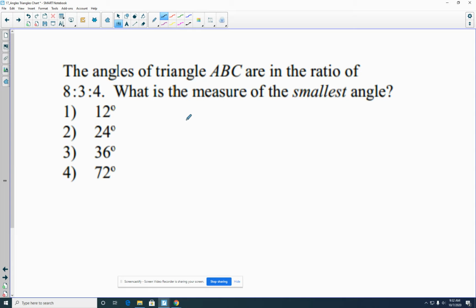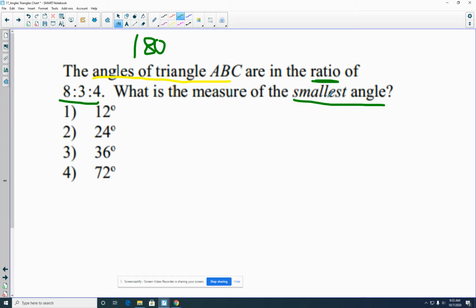So with that being said, here is a great example. Now this is dealing with a triangle and the angles of a triangle. So we know that that 180 factor comes into play right off the bat, right? The angles have to sum to 180. But now they're in a ratio, and it says the ratio is 8 to 3 to 4. So they want the smallest angle.